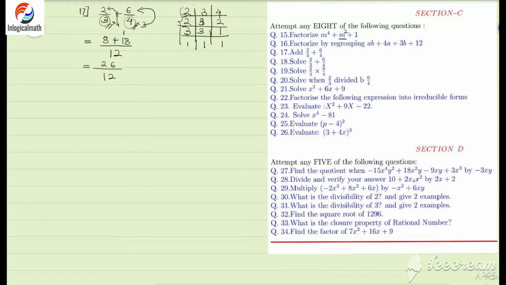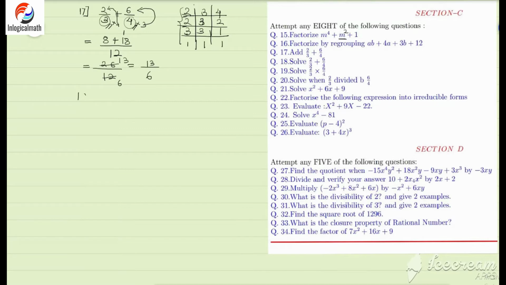And you have to reduce it to lowest form. 26 and 12 are both divisible by 2. So 2 6s are 12, 2 13s are 26. So 13 upon 6 is the answer.